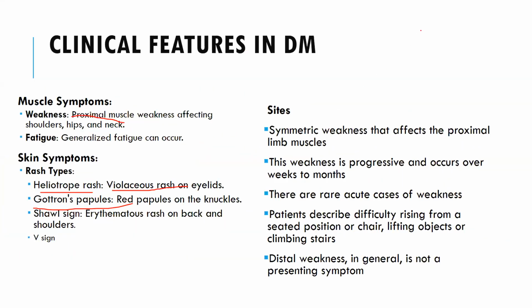So when you look at the different sites where we see these features, usually the muscle weakness is symmetrical, affecting the proximal limbs, and the weakness is usually progressive, and it occurs over weeks to months. So someone will complain of proximal weakness over a long period of time. And we've had some few cases where the onset is a little bit more acute than in others.